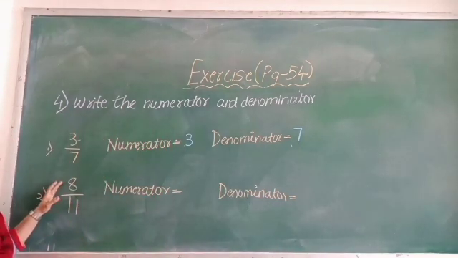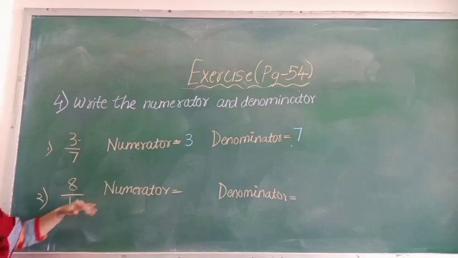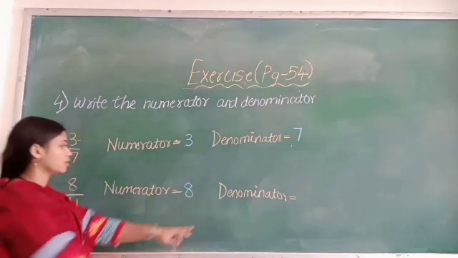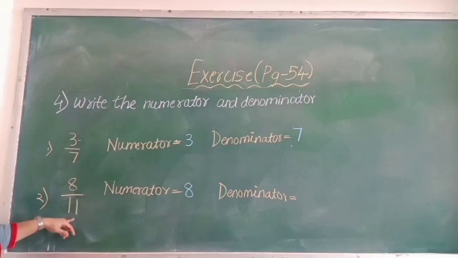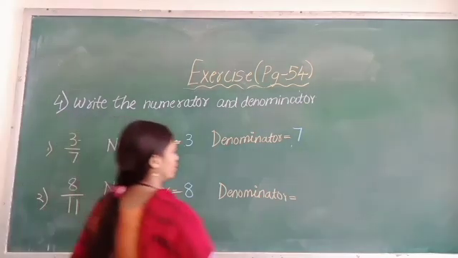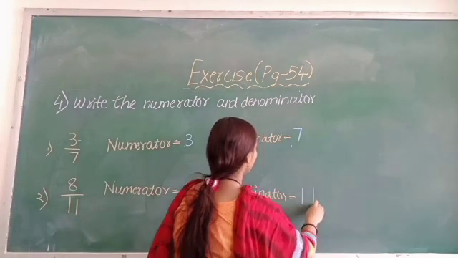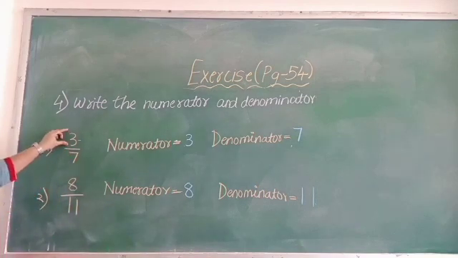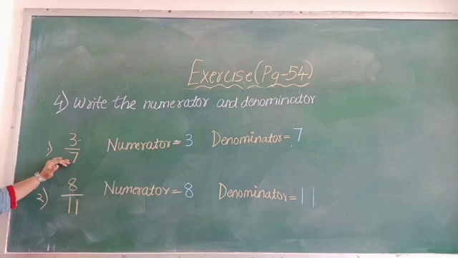The second fraction is 8 upon 11. What is the numerator? 8. And what is the denominator? 11 is called the denominator. So the denominator is 11. In a fraction, the number written above the line is the numerator. The number written below the line is called the denominator. In this way, you have to write for all the sums.